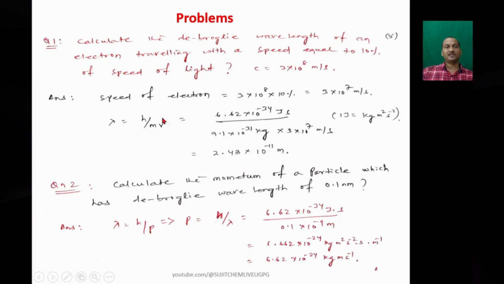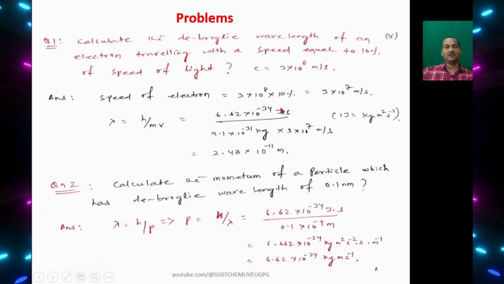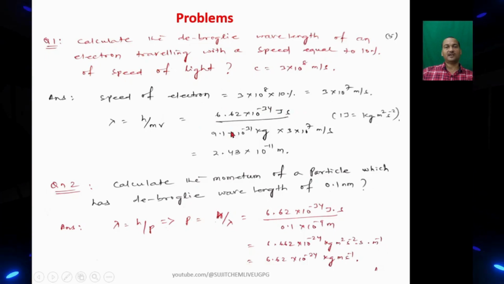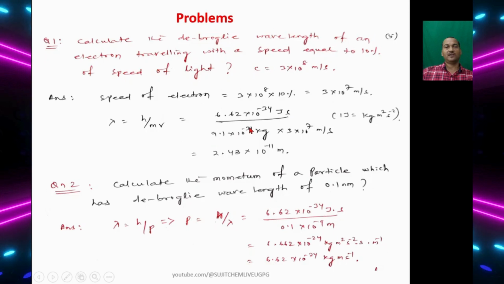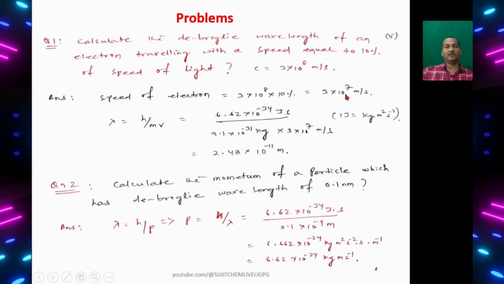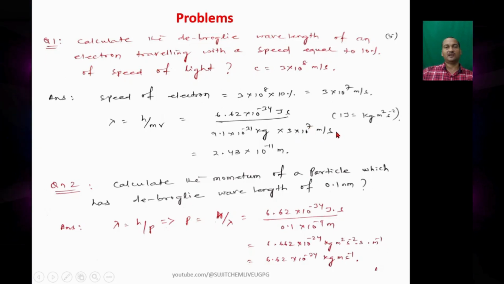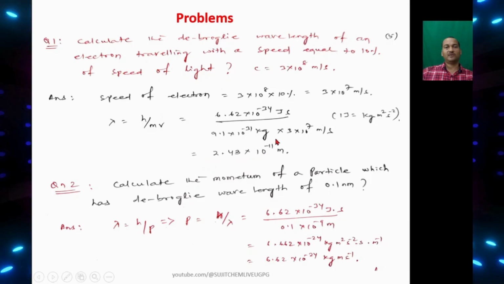And using the de Broglie relationship, lambda equal to h upon mv. So h value is 6.62 into 10 to the minus 34 joule second, and mass of electron is 9.1 into 10 to the minus 31 kg, and v we have just found out, velocity 3 into 10 to the power 7 meter per second. So the answer is found to be 2.43 into 10 to the minus 11 meter.